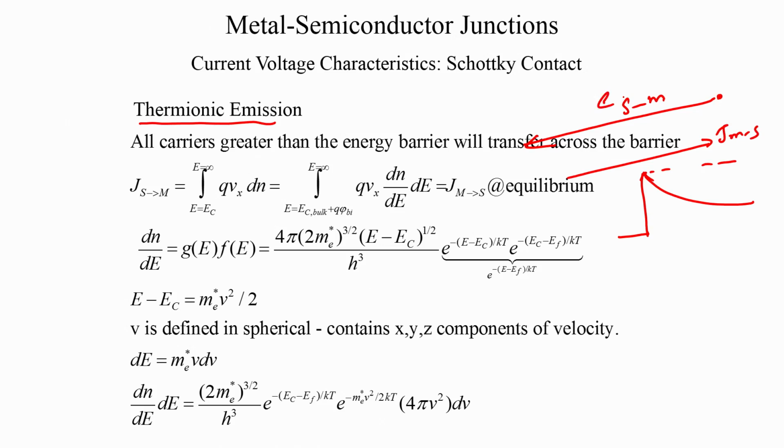So, let us take a count on the number of electrons and see what their velocity is. That should be the approach to calculating the thermionic emission, or the thermionic current. It is called thermionic because it is temperature dependent, because the velocity of the carrier comes from the temperature.